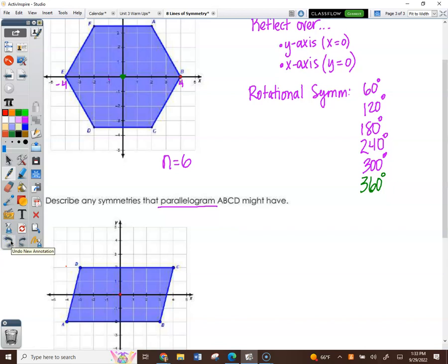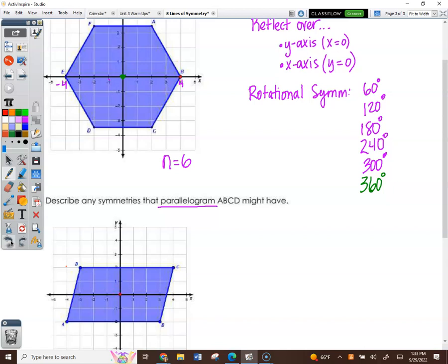Yes. A parallelogram has no actual lines of reflection, and that's because it's a rectangle that's shifted. One side is protruding from the other side. So that means there's no line symmetry. But there is a point symmetry here.